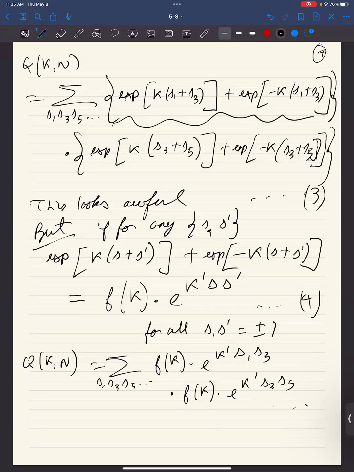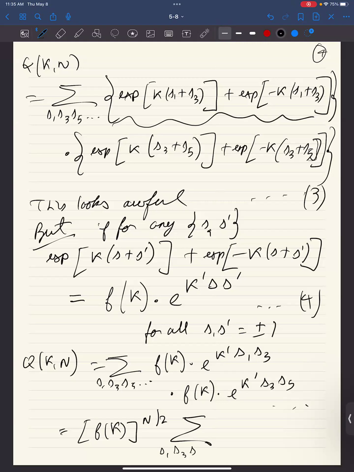If we can write it down in this way, then this complicated looking expression in equation 3 simplifies. The original system had n spins, right? And now we removed half of them. So we will be left with f of k to the power n by 2, which can now go outside the summation because k is just a number and f is just a function. I don't know what that function is, but it does not depend on spins. It can be dropped outside the exponential.